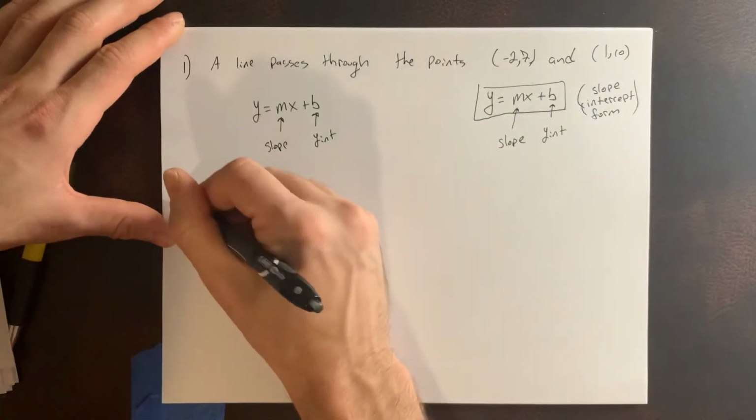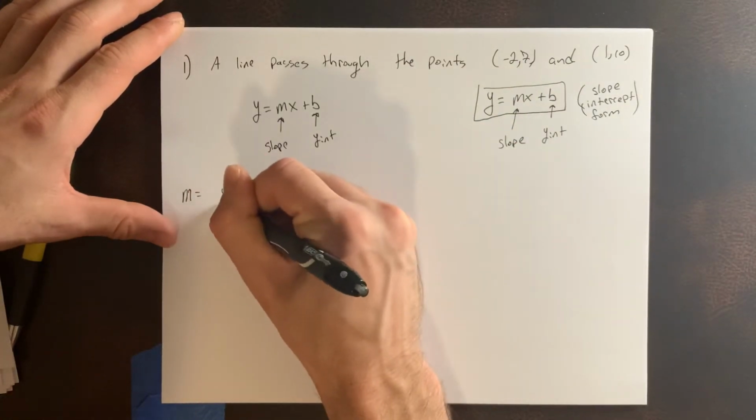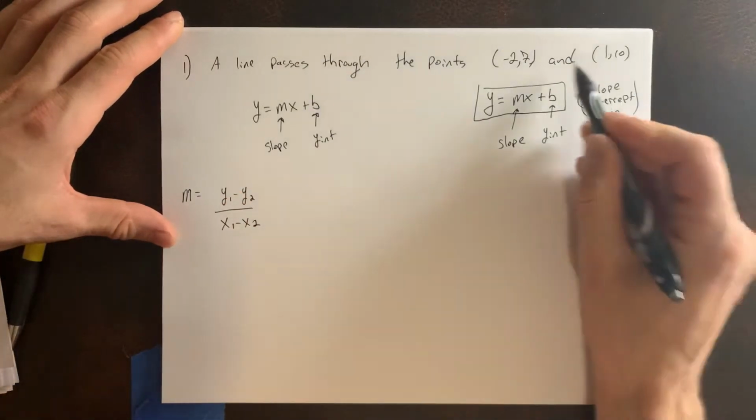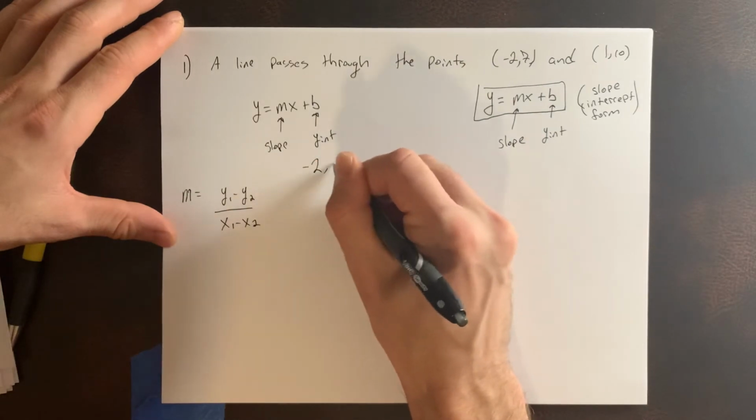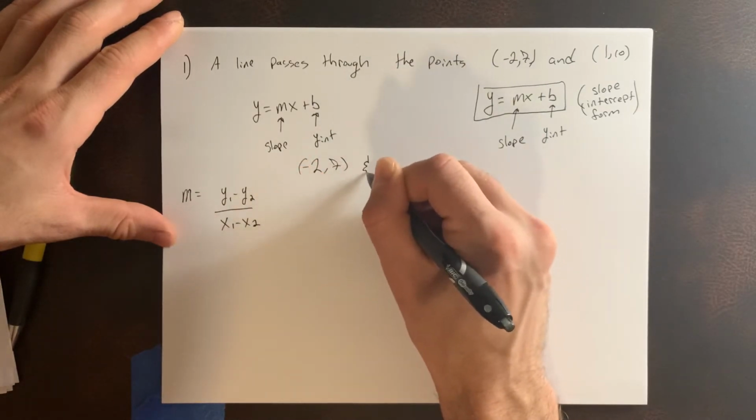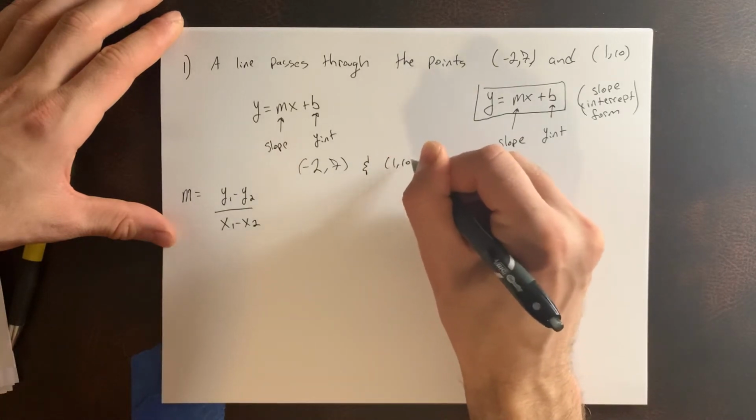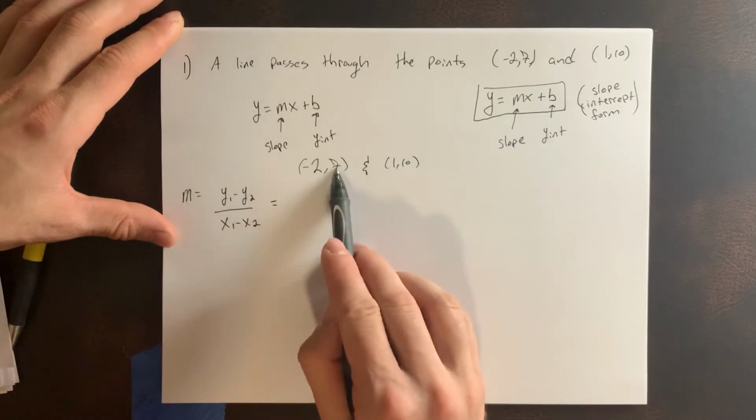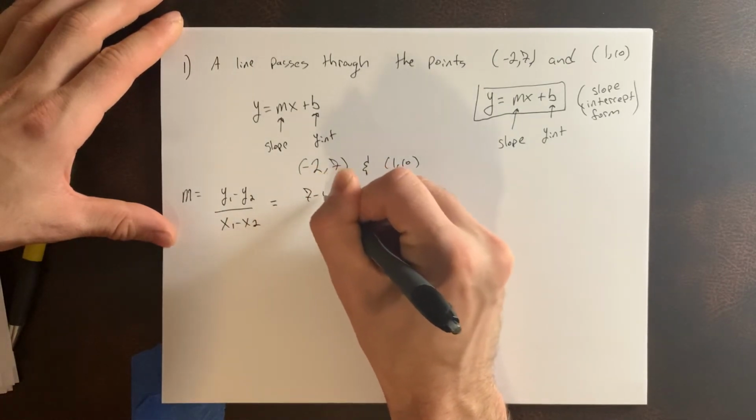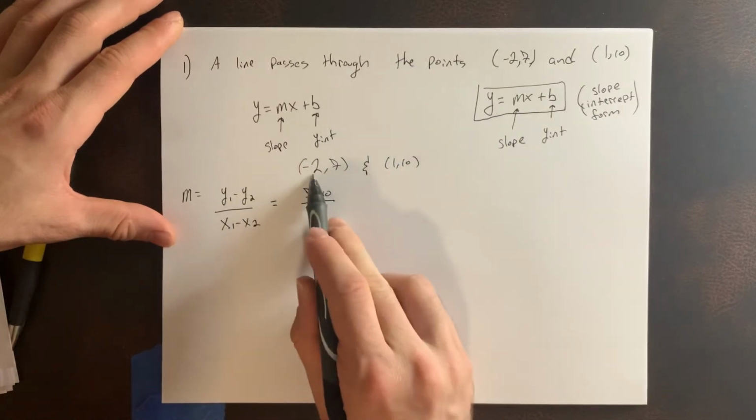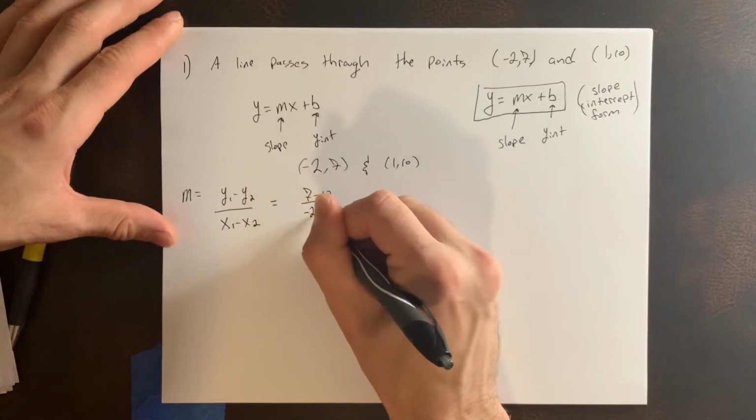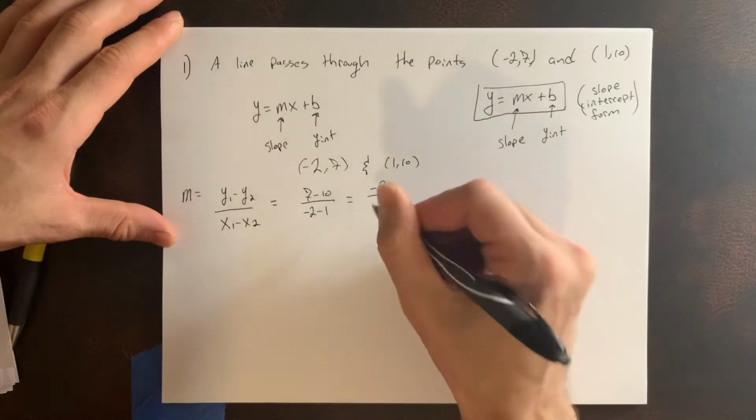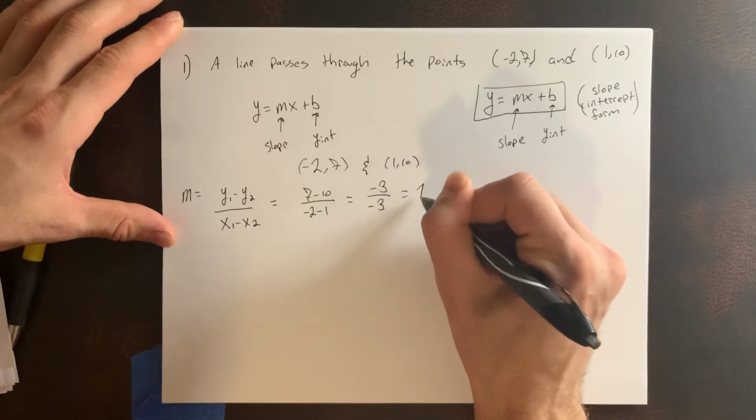So remember, the slope equation is y1 minus y2 over x1 minus x2. And we're given these 2 points, (-2, 7) and (1, 10). Okay, so we can just plug these points into this equation. So we're going to do y1 minus y2, so 7 minus 10, over x1 minus x2, so -2 minus 1. So 7 minus 10 is -3, -2 minus 1 is -3, and this is going to equal 1. So now we found our slope.